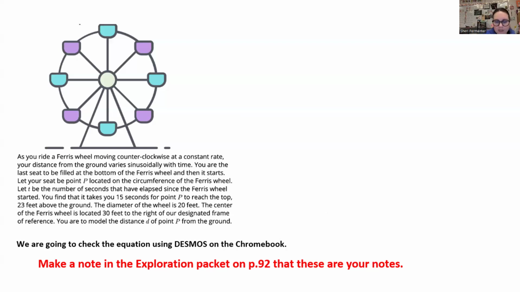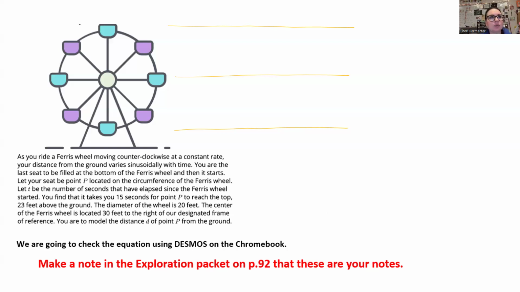We know that when we make a sine or a cosine wave, we're going to have these three lines. One's going to be at the bottom, one's going to be in the middle, and one's going to be at the very top. We haven't read anything about the problem, but we've got a good idea that it's probably going to start at the bottom, just knowing how people typically ride a Ferris wheel.